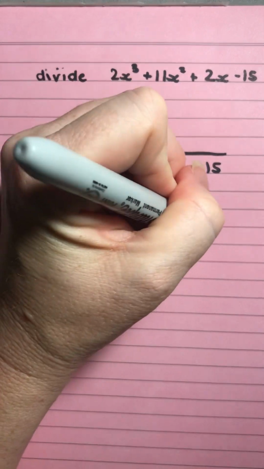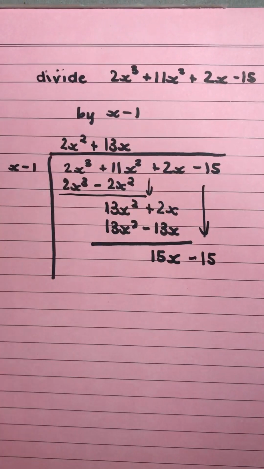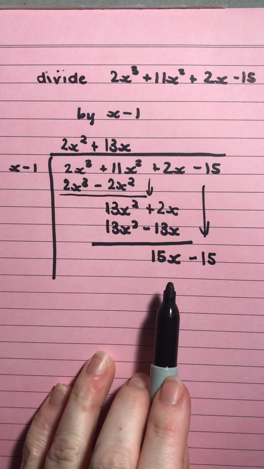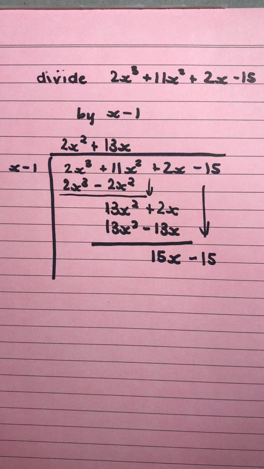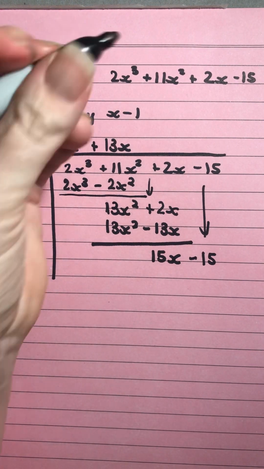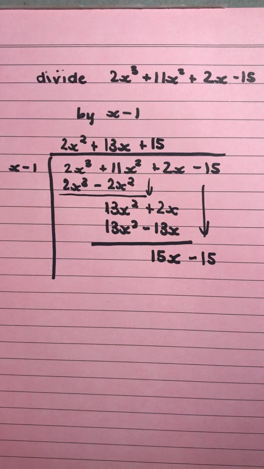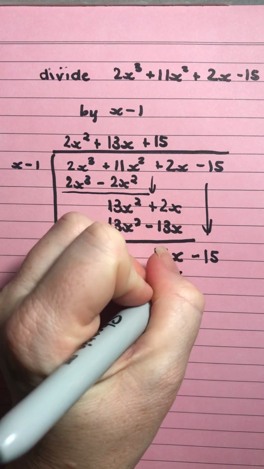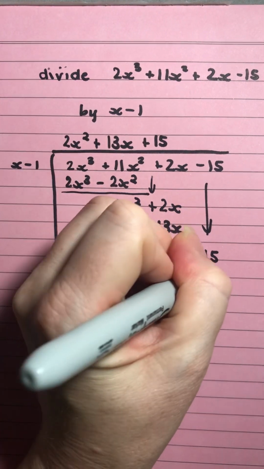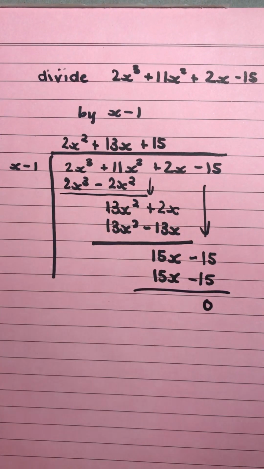Now we're going to bring down that minus 15, and I can see straight away that this is going to factorise evenly. Sometimes you will get a remainder. In this case, we won't. So 15x divided by x is going to be 15. Then when I multiply that out, 15 times x is going to be the 15x, and 15 times minus 1 is minus 15, so I get 0.